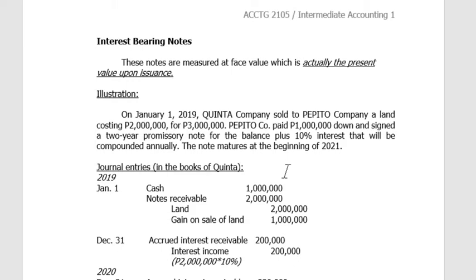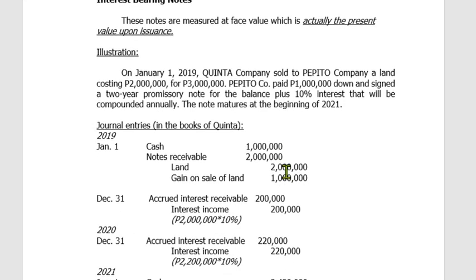In the books of Quinta, siya yung nagbenta at naka-receive ng promissory note. Normally, you debit cash. Kung magkano na-receive mong cash, 1 million. You debit notes receivable, 2 million. And then you credit land kasi ito yung binenta at cost ito. Then, 1 million, gain on sale of land. Gain on sale of land for 1 million because of the increase ito. So, 1 million.